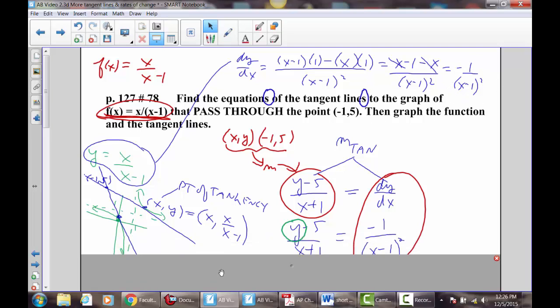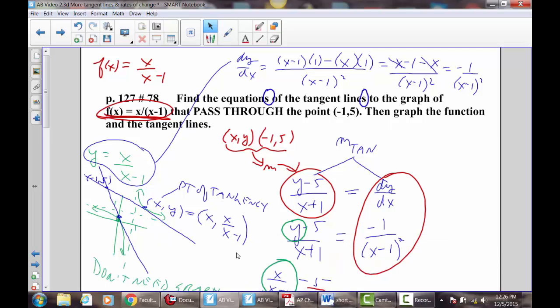But you don't have a point of tangency, but what you do know, and I've kind of drawn these two lines, the equation y equals x over x minus 1 has a vertical asymptote, of course, of x equals 1, and a horizontal asymptote of y equals 1 as well. Anyways, so there's a point here, negative 1, 5, and I'm drawing two lines, each of which are tangent to the green curve and also pass through that point, negative 1, 5.